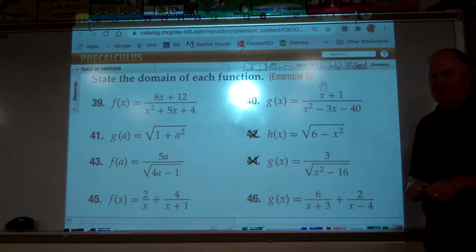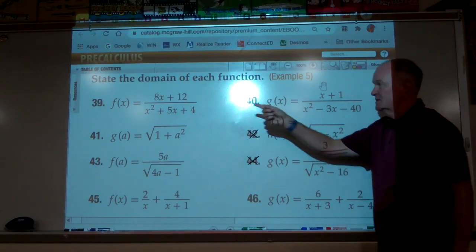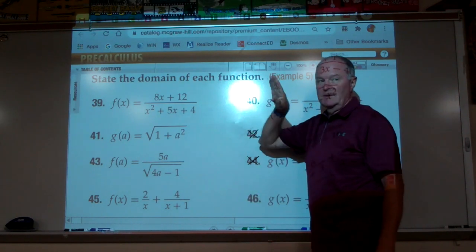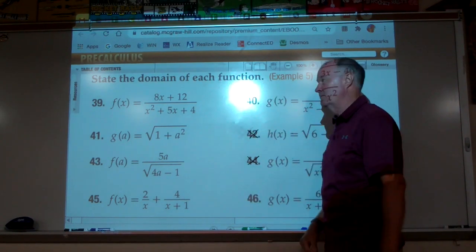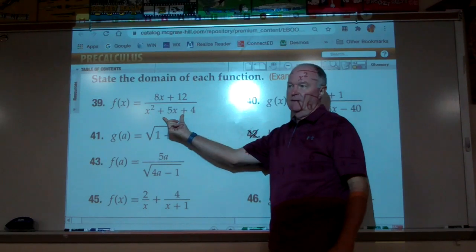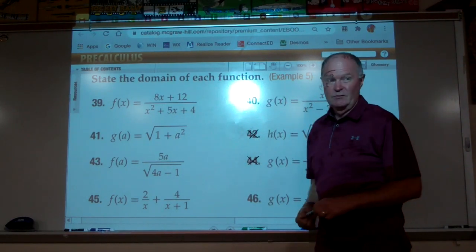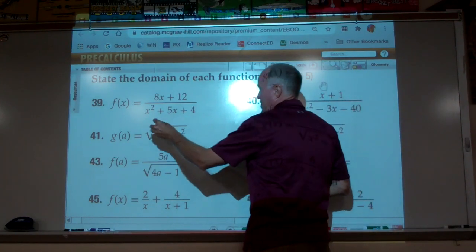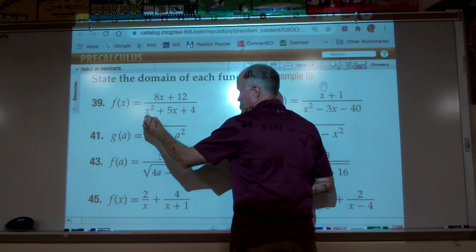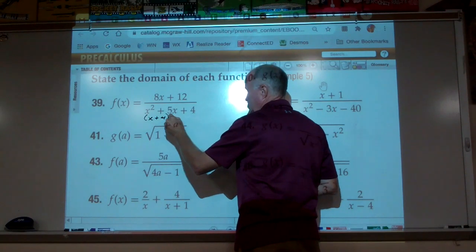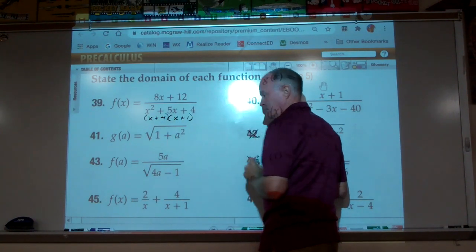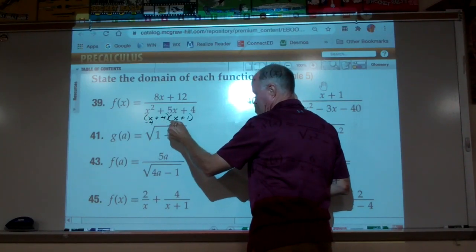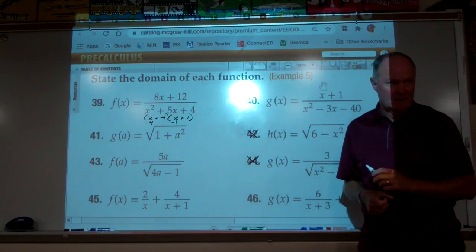When you look at them, you ask yourself, fractions, yes or no? So this has got a fraction. So you look at the bottom. I'm not worried about the top for now. Eventually we'll get to the top, but for right now, this is the bottom. So I've got to figure out which numbers make the bottom 0. The best thing I can do is factor that. Make that what? X plus 4 and x plus 1. So negative 4 and negative 1 would make the bottom 0.